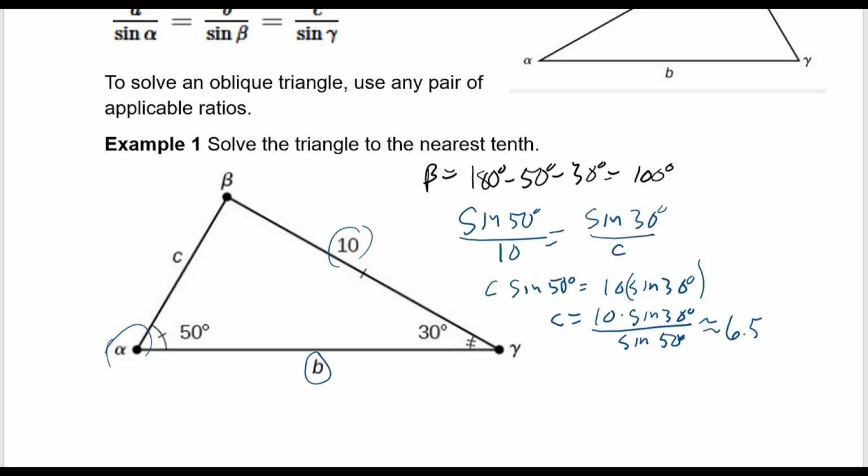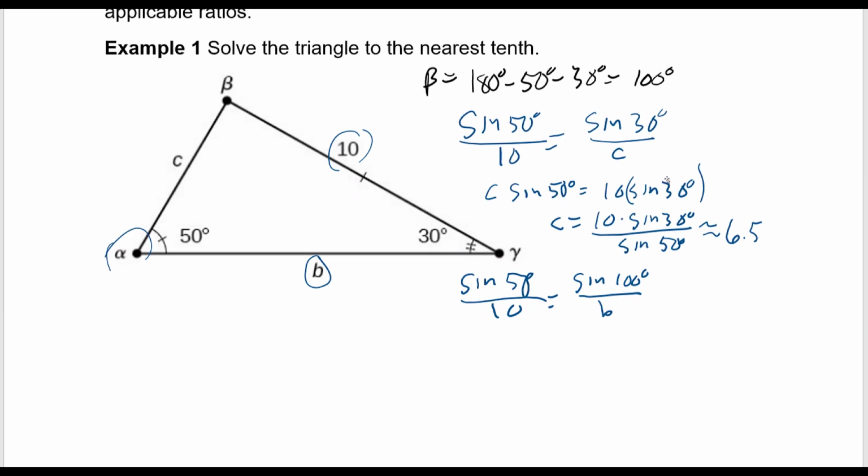And I'm going to go with the one that we were given so we don't have round off error that's propagated. Sine of 50 degrees over 10 equals sine of 100 degrees over B. So we cross multiply. B times sine of 50 degrees equals 10 times sine of 100 degrees.